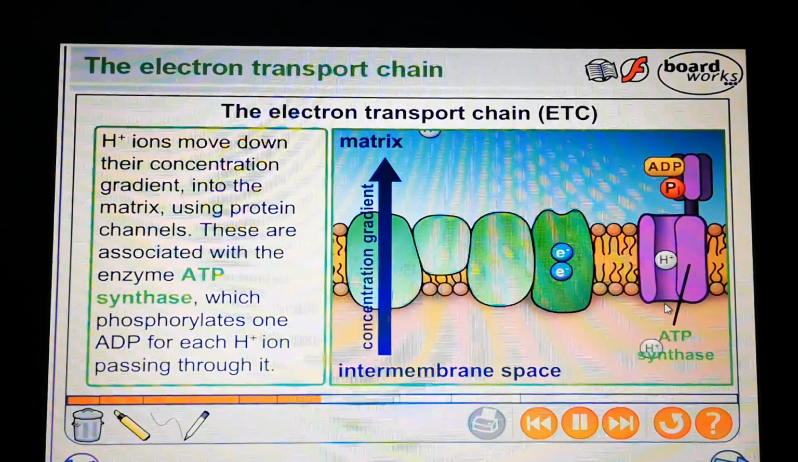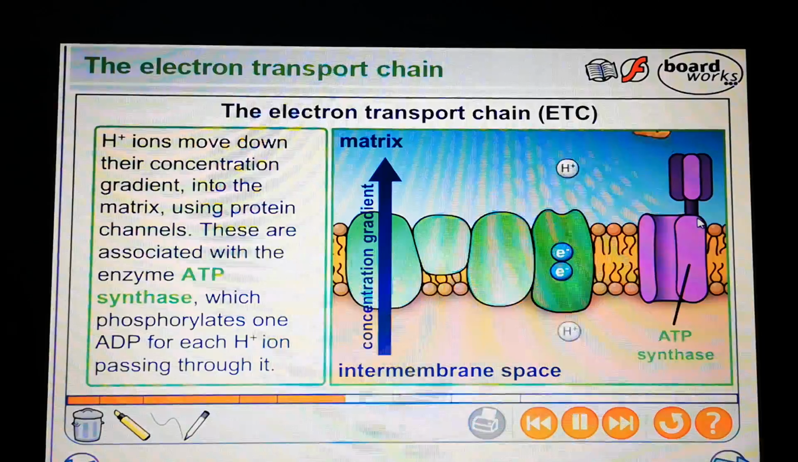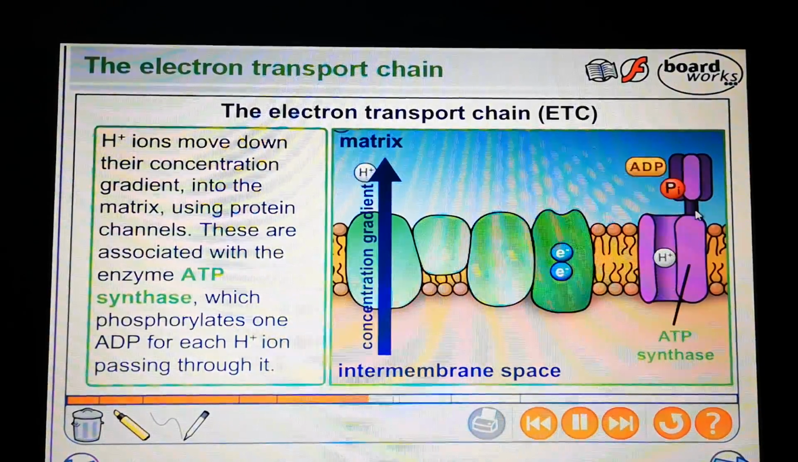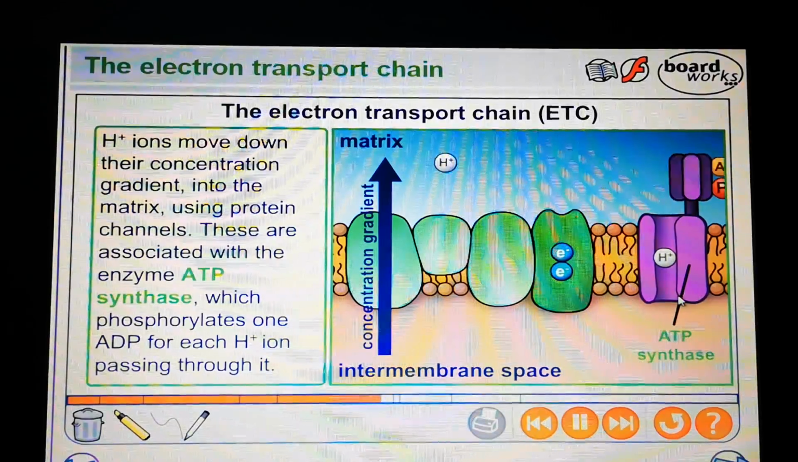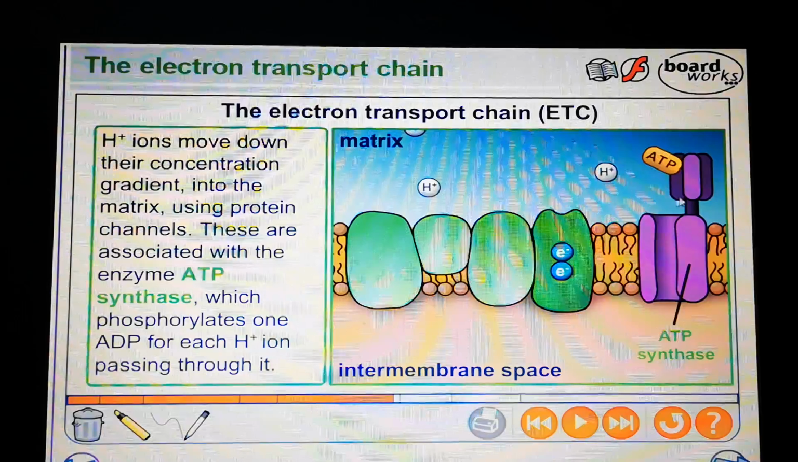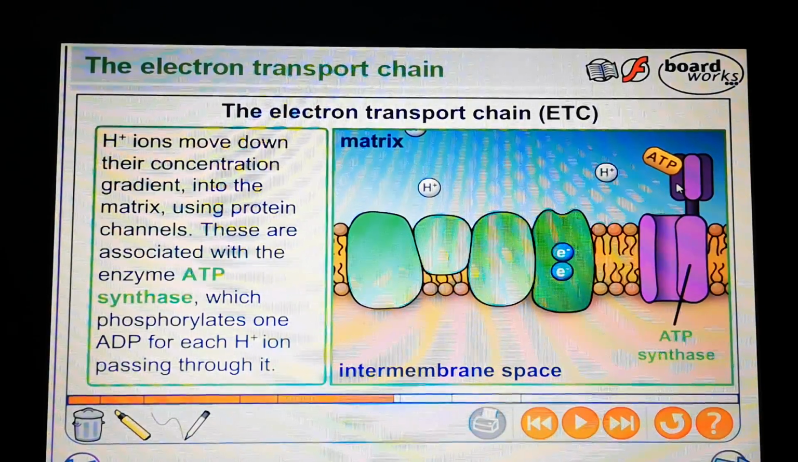And as they move through the ATP synthase channel, they cause a molecule of ADP and a molecule of inorganic phosphate to fuse together. And you can see that happening there. So them moving through there provides the energy that's needed to get that molecule of ATP to be formed.